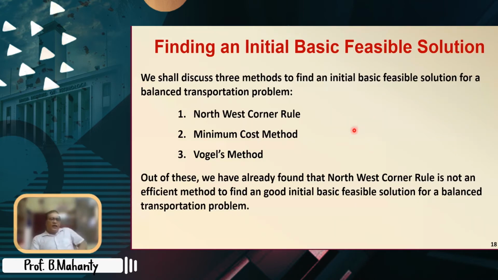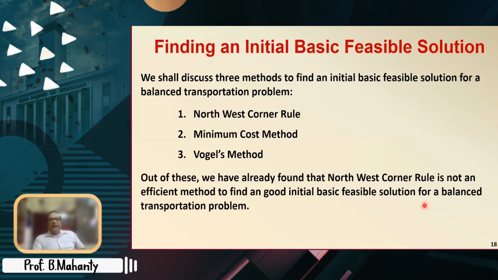We shall discuss the other 2 methods, that is the minimum cost method and Vogel's method, or sometimes called Vogel's approximation method, or VAM. In fact, there is another method which I am not discussing, called Russell's approximation method, or RAM. Right? So there is Vogel's method, there is also Russell's method. But we are not going to discuss Russell's method because that is slightly complicated. But anyhow, Vogel's method is good. And most of the time, we actually use what is known as Vogel's method, or the VAM, to find a good initial basic feasible solution.